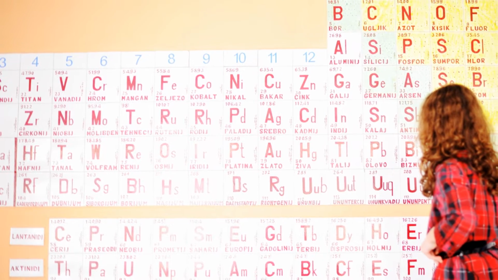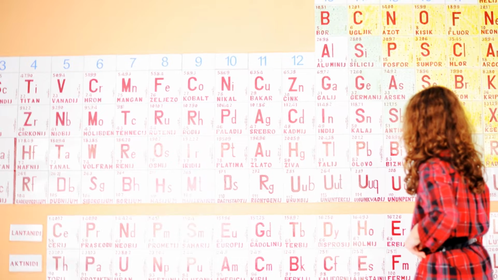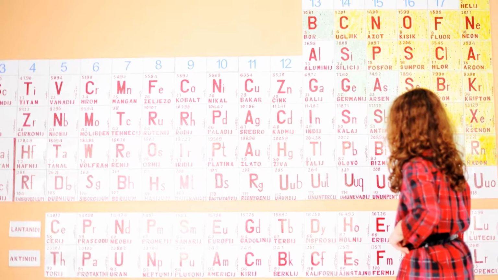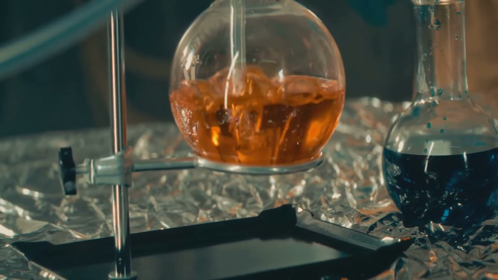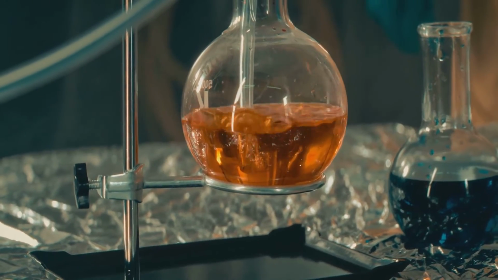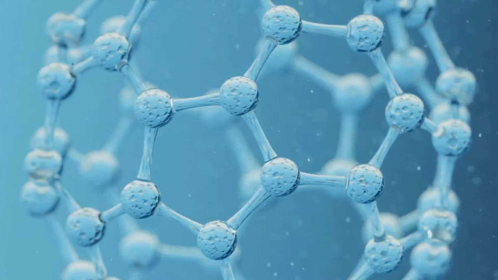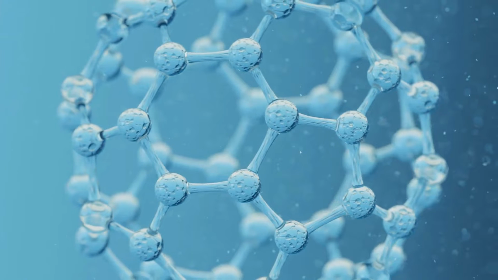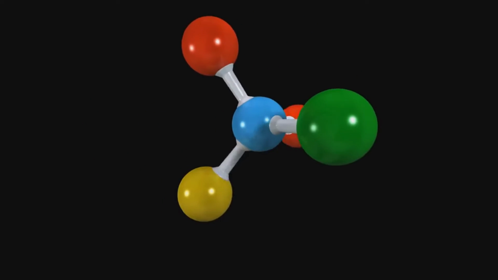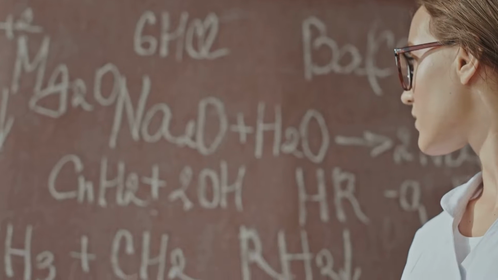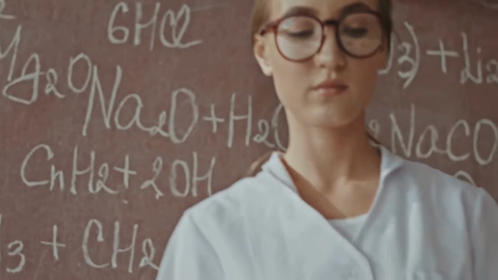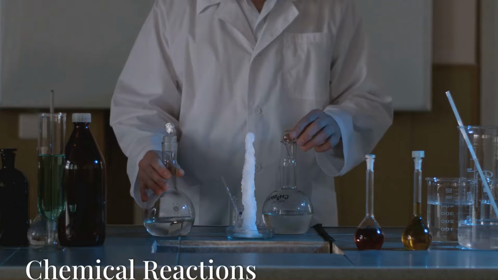The periodic table is a tool that helps us organize and classify all the different types of atoms based on their properties. When atoms come together in a chemical reaction, they form molecules. A molecule is a group of atoms bonded together. These bonds can be strong or weak depending on the atoms involved. The periodic table can help us identify which atoms are involved in a chemical reaction and how they will interact with each other.